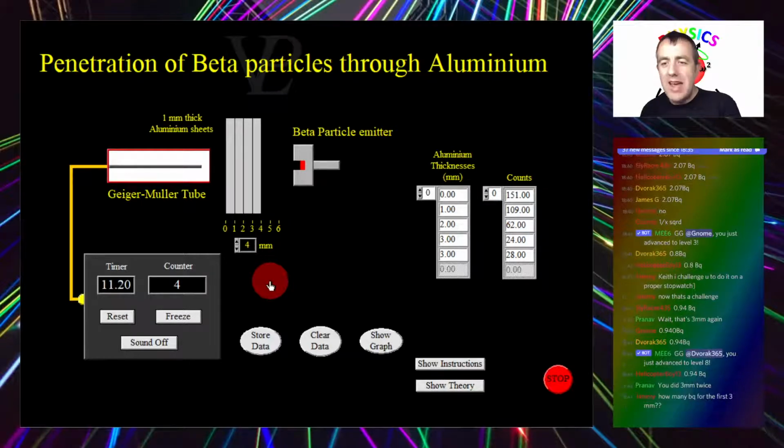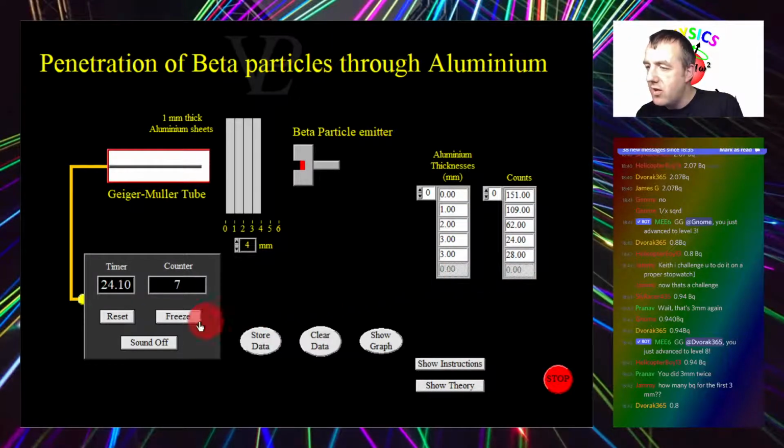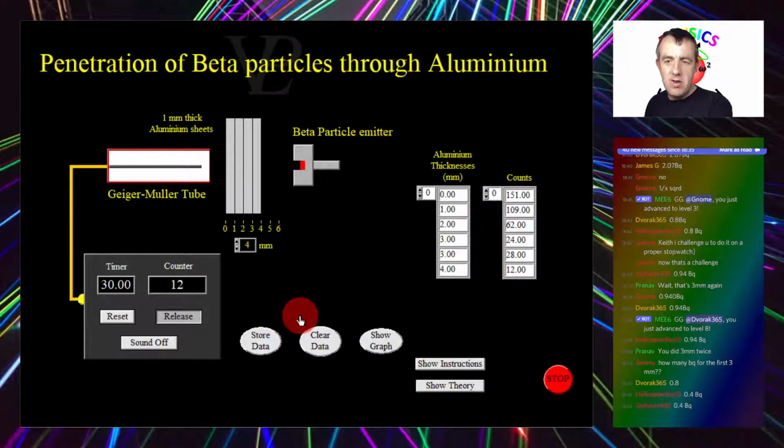And you're writing them down, so I might have to ask you. How many becquerels for the first 3 millimeters? Well, do 24 divided by 30. Or you can do 28 divided by 30. I mean, this thing about radiation is there's a randomness to it. 12. I got it that time. Yeah, the thing about radiation is there's a randomness to it.